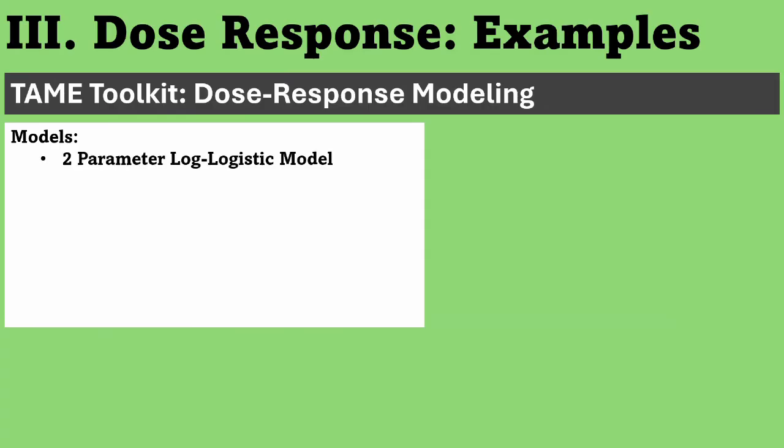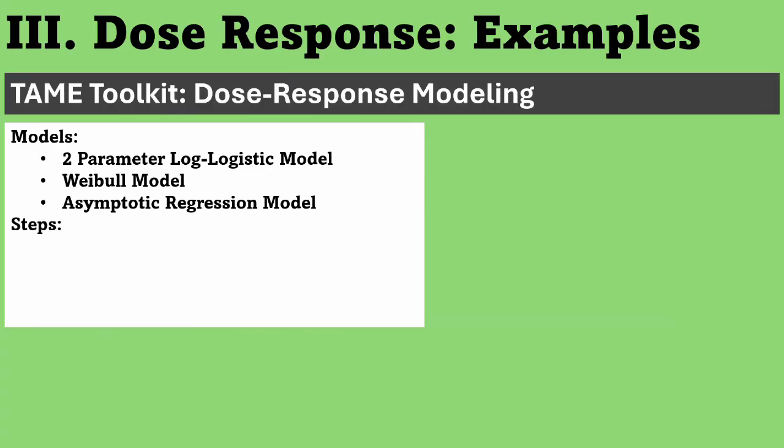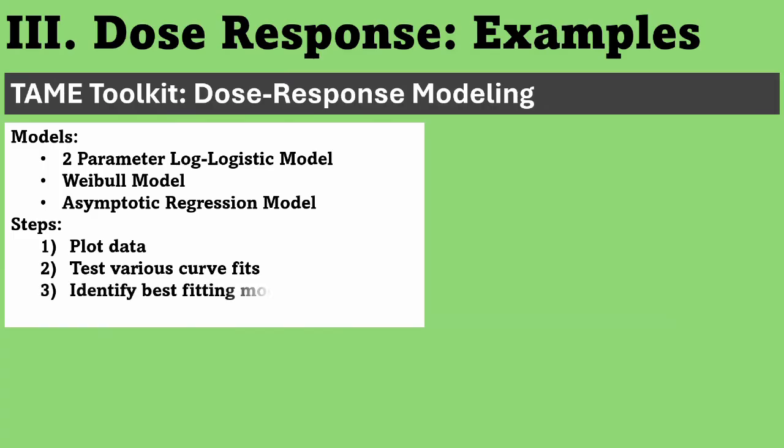And so this training looked at three different models: the 2-parameter log logistic model, so a simpler model, the Weibull model using a Weibull distribution, and then the asymptotic regression model. Steps were to plot data, test various curve fits, so the 3 different models here, identify the best fitting model curve, and then derive values from the best model to move forward to whatever additional analysis you'd want to do.